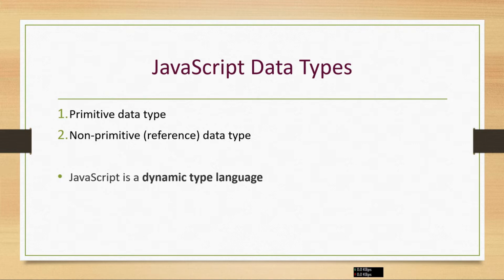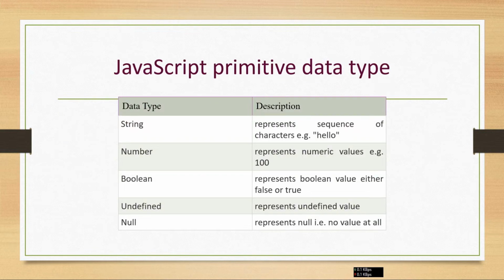Generally, we do not work directly with primitive data types, because in JavaScript, we don't need to define a data type when we declare any variable. It's a dynamically typed language, but we need to understand what kind of data types JavaScript follows inside. Generally, we do work with non-primitive data types. Now, what are JavaScript primitive data types?